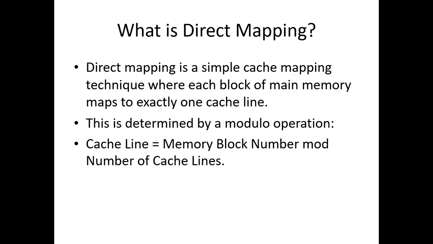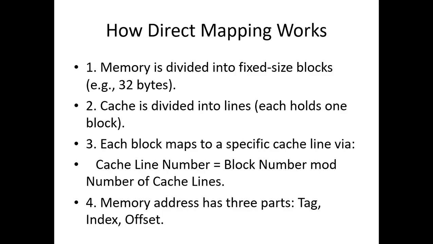Alright, so how does direct mapping work? Here's how it works step by step. The main memory is first divided into blocks. The cache is divided into lines, and each line can hold one memory block. Each block in memory maps to one specific cache line using the formula: cache line number equals memory block number modulo the number of cache lines.